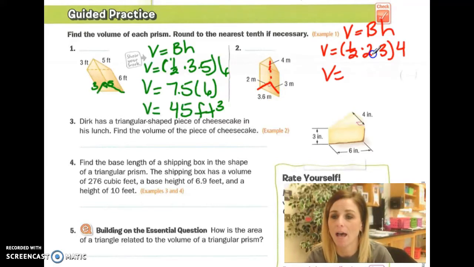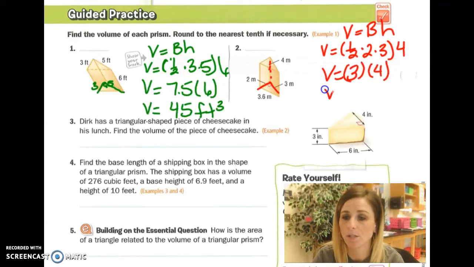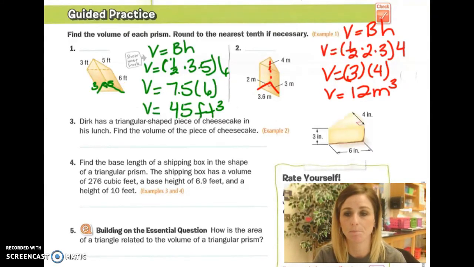Continuing on, so 1/2 times 2 times 3. Well, 2 times 3 is 6. Half of 6 is 3, so I'm going to take 3 times 4, which gives me a volume of 12 meters cubed. Okay, so we got 12 meters cubed.